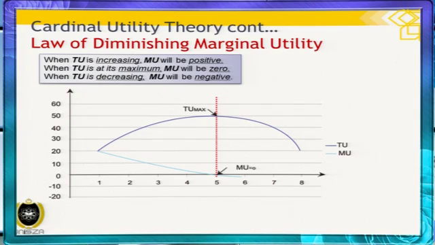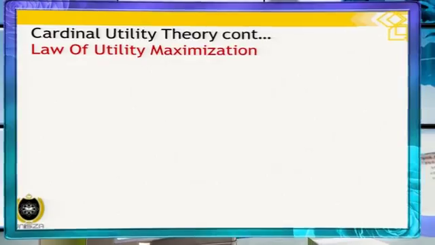When total utility is increasing, we can see that marginal utility will be positive. As we can see from this graph, the marginal utility will increase from 20 up to 50. And then, when total utility is at its maximum, marginal utility will be 0. However, as the total utility is decreasing, the marginal utility will be negative.